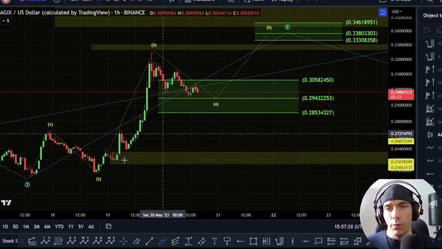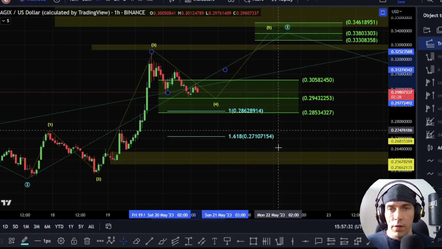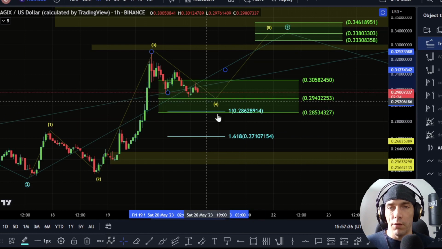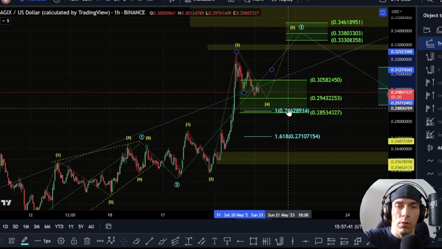Now, it is possible that this fourth wave could look to push down a little bit lower. If I throw this fib onto here, we can actually see that that 1-1 would actually bring us closer down towards this 2862, which would be that 50% line. So we need to keep an eye on this as a potential target area.